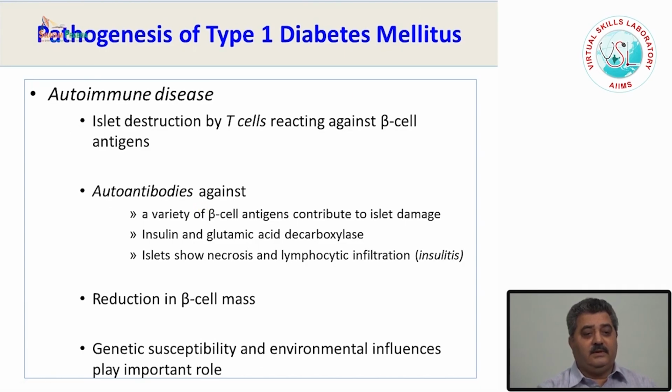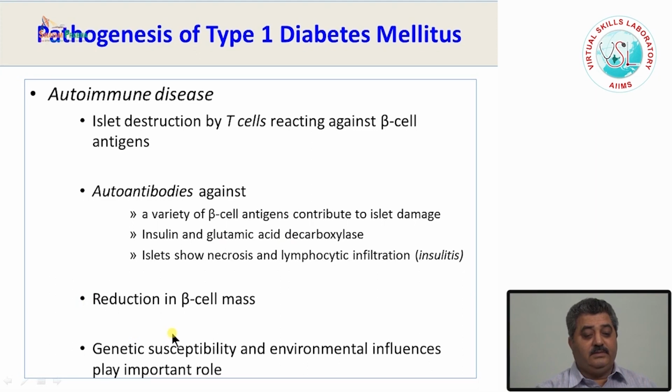Now, there are some direct evidences and some indirect evidences of autoimmunity in the pathogenesis of type 1 diabetes. These are the presence of inflammation, T cells, antibodies against some of the islet cell components, or circulating antibodies against insulin and glutamic acid decarboxylase, which is involved in the synthesis of insulin. All these factors contribute to the autoimmunity.